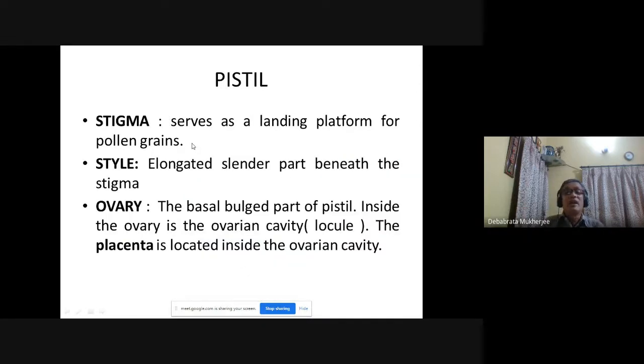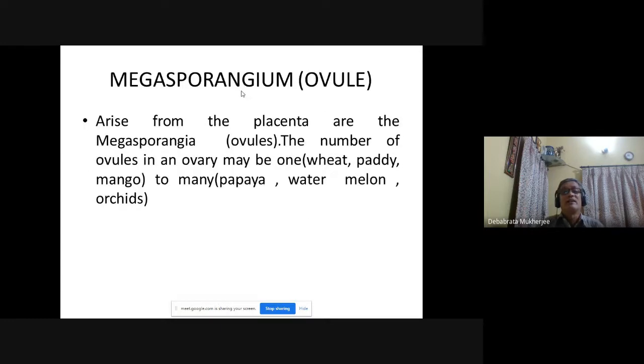It is a landing platform for the pollen grains. Style: elongated slender part beneath the stigma. And ovary: basal bulge part of a pistil. Inside the ovary, there is the ovarian cavity, the locule, and the placenta is located inside the ovarian cavity.